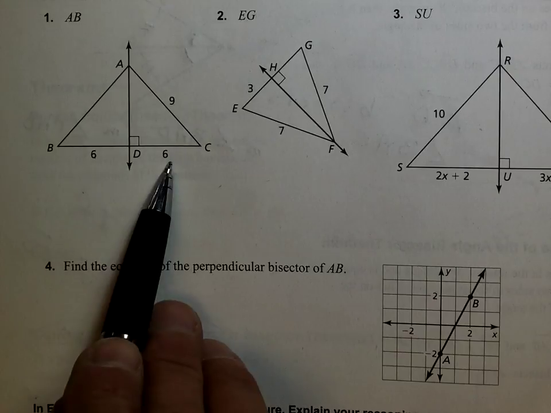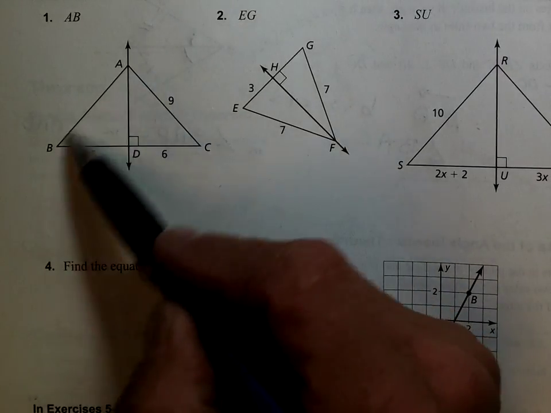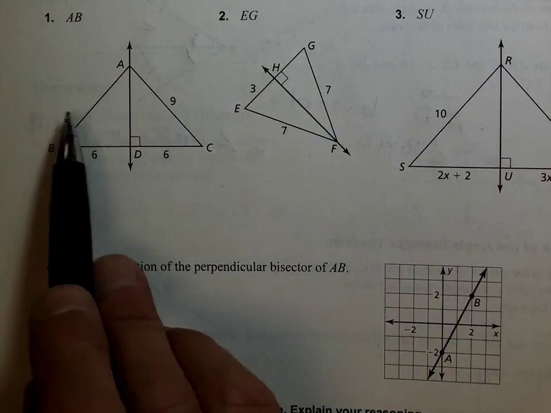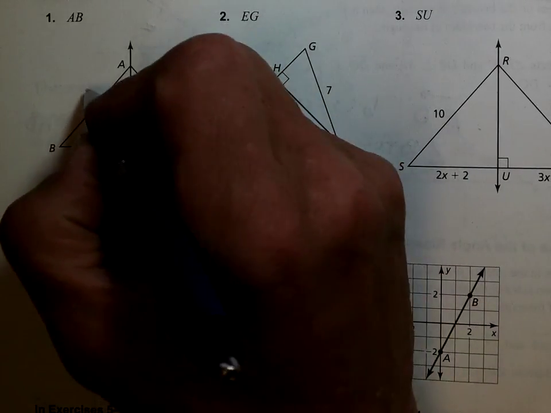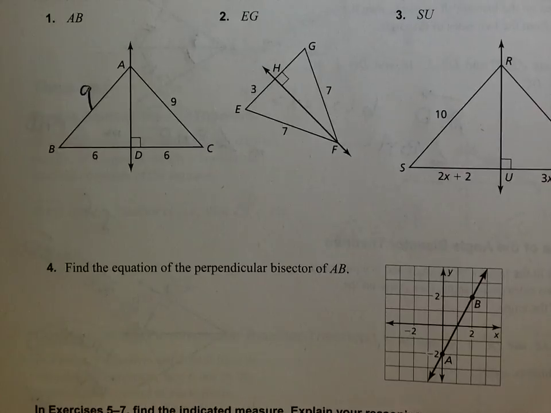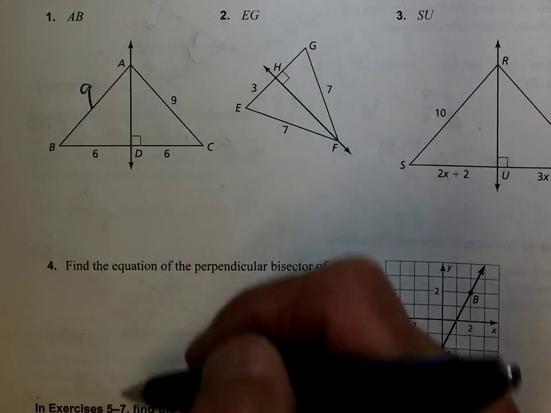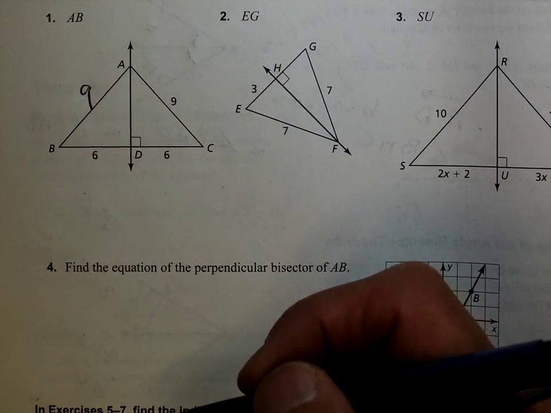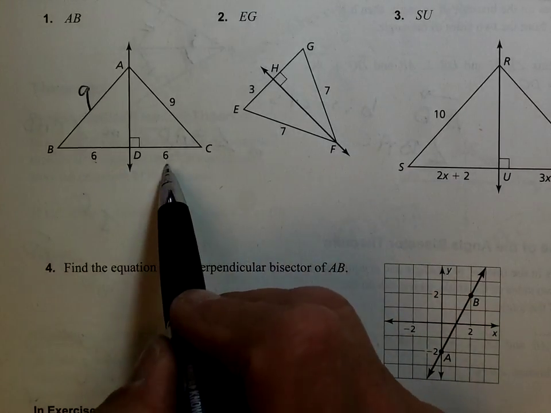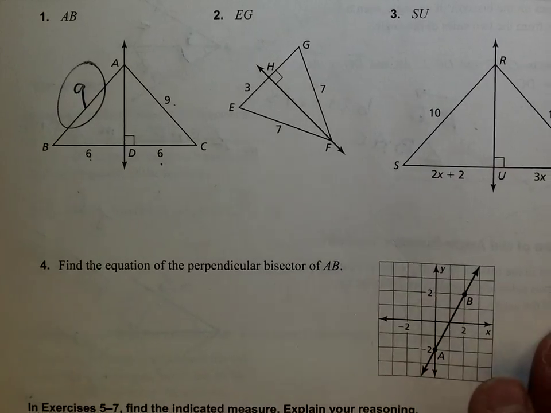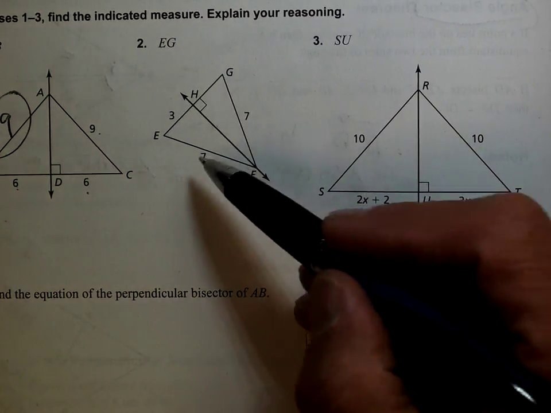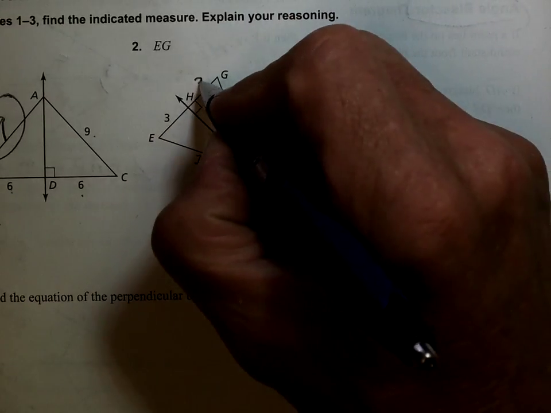So if this is 6, this is 6, this is 9, what's AB? It's that easy. What does AB have to be, Brian? Are you watching? What is this? 9. You guys agree? It's that easy. It's 9. We have a perpendicular bisector, so it cut things in half. If this is 6, this is 6, this is 9, this is 9. Easy, right? Okay. Number 2. Yep, if this is 7, this is 7, this is 3, this is 3.